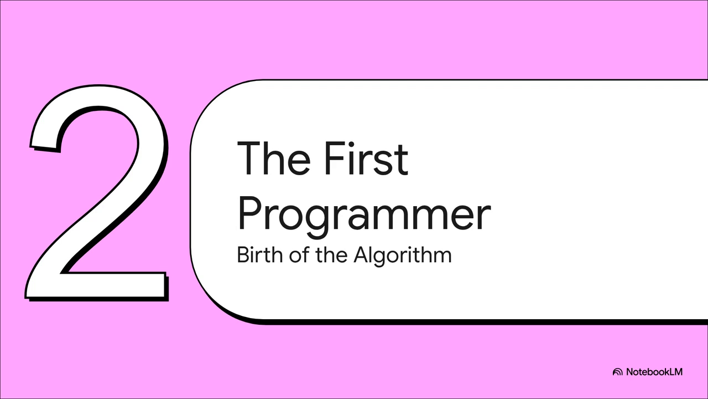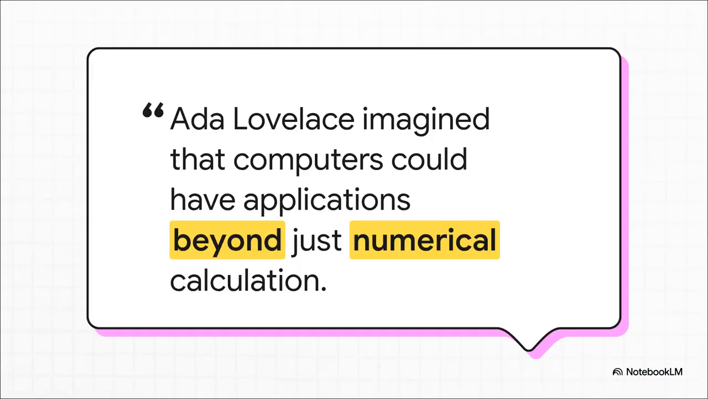Okay, section 2, the birth of the algorithm. So Babbage had designed the hardware, but a machine, it needs a mind. And this is what led to the birth of the algorithm and to the very first programmer. So while Babbage saw a super-powered calculator, Ada Lovelace saw this. She realized the machine could work with any kind of symbol, not just numbers, but music, language, you name it.